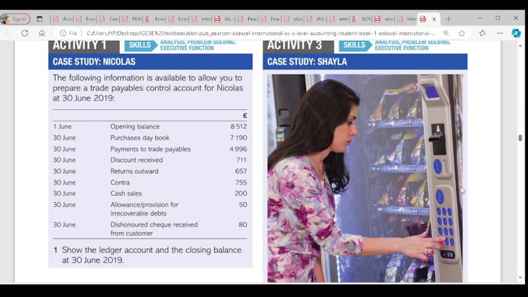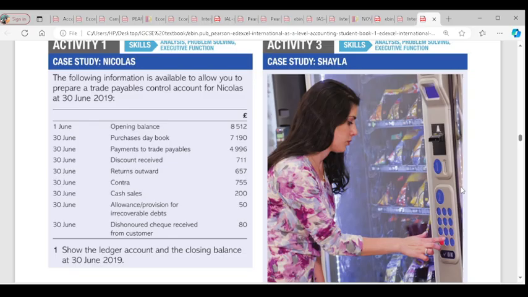So the opening balance will be on the credit side, 8,512. This is the purchases day book, which means credit purchases, on the credit side for 7,190. Now we have payments to trade payables, which will be on the debit side as bank. Discount received will be on the debit side of the trade payables control account. Then we have returns outward, which will also be on the debit side.